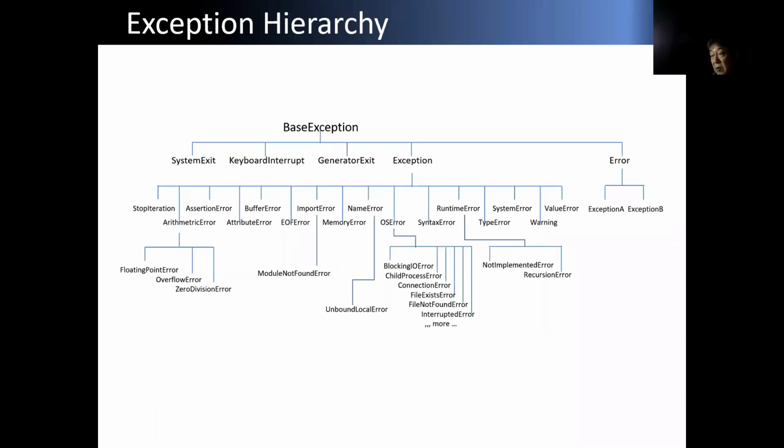This slide is also in your textbook. On top, there's a base exception, and that is really the top. Then there are child nodes below that: SystemExit, KeyboardInterrupt, GeneratorExit, and simply Exception and Error. Under Exception, we may have StopIteration, NameError, RuntimeError, and ValueError exceptions. So many of those, right?